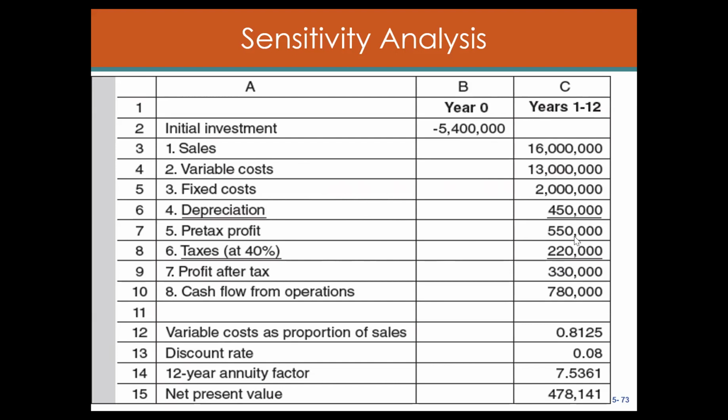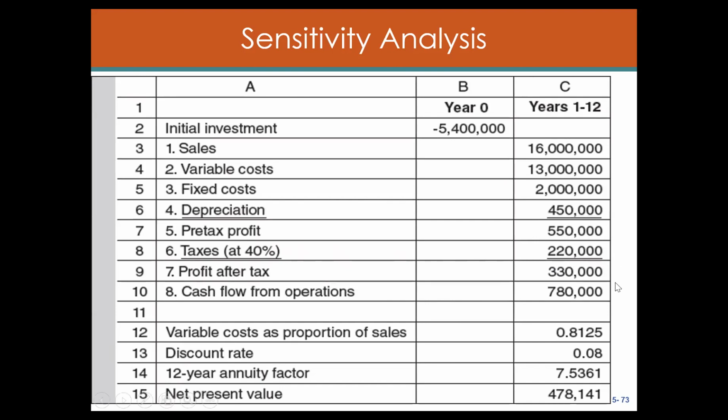So my pre-tax profit you're projecting on an average, you deduct all your costs from your sales, so $550,000, and if you're taxed at 40%, then $220,000 is your tax. So your profit after tax is $330,000. So your cash flow from operation is what? It is your net profit after tax. This 780 is net profit after tax plus your depreciation.